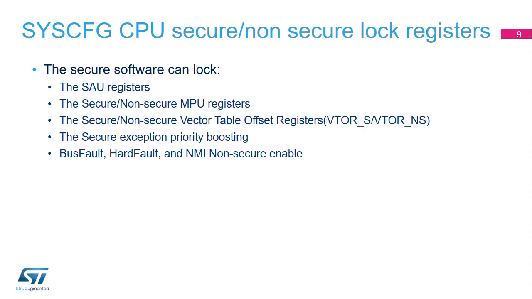For security purposes, some readable and writable registers can be dynamically programmed as read-only in order to avoid any subsequent modification of their value. Both secure features and non-secure features can be locked against further changes. The SYSCFG CSLCKR register enables secure software to lock the setting of the following features: System Attribution Unit, or SAU, Secure Memory Protection Unit, or SMPU, Secure Vector Table Base Address, Secure Exception Priority Boosting, Configuration of Bus Fault, Hard Fault, and NMI events to generate non-secure exceptions. This register is only accessible by secure privileged software.